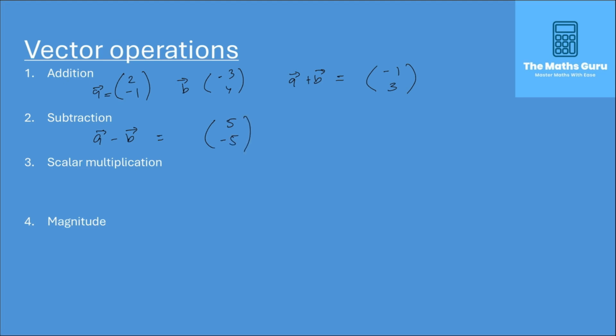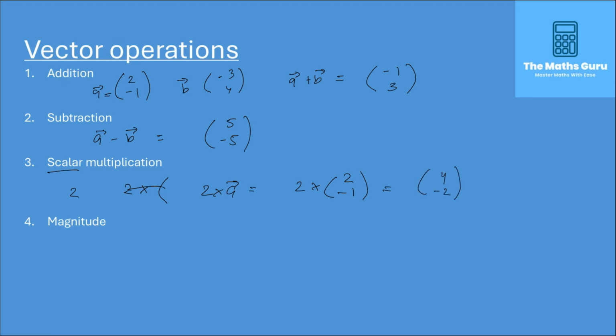Scalar multiplication is when we times a vector by a scalar quantity, and a scalar quantity can just be a whole number like 2. So let's do 2 times A. We would get 2 times 2, and 2 times minus 1, which is going to be equal to (4, -2).